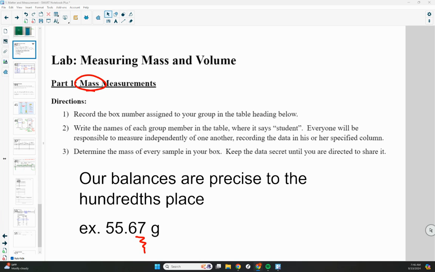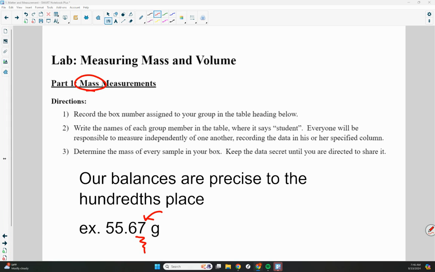So the first thing to note is that our electronic balances are precise to the hundredths place. That's the second decimal point right here. So make sure to always include that level of detail in your answers. Go to the hundredths place when you're writing information down.